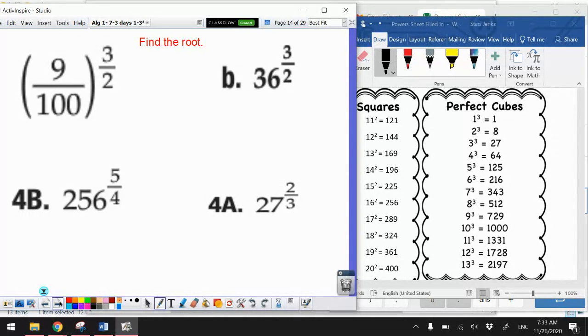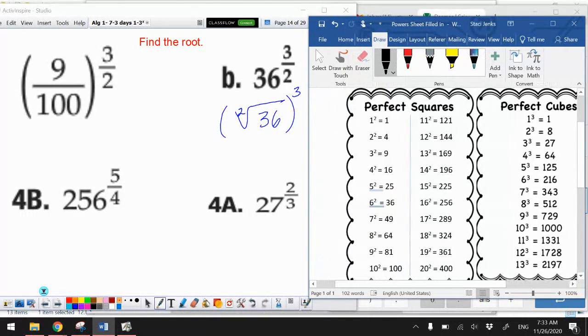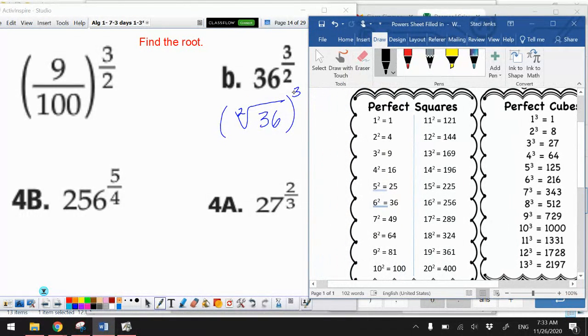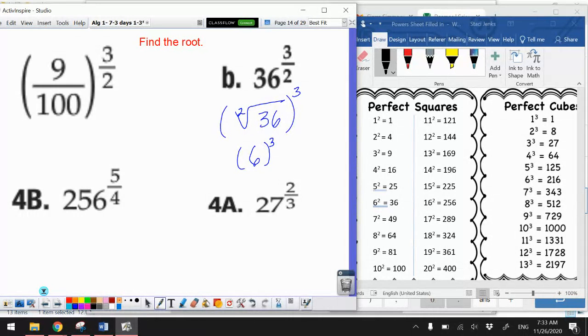All right, what about these guys? Well, let's start with some of the easier ones. We'll come back to the 9 and the 100 in a second. Let's write this one in radical form. The radicand is 36, my index is 2, so I'm looking for a square root, and I'm going to raise it to the third power. Looking at our powers of 2, where's 36? Yeah, 36 is right there. The base is a 6. So I have a 6 here, raised to the third power. On our power sheet, 6 cubed is actually what? Yeah, it's 216. I didn't need anything to help me do that. I just used my power sheets.